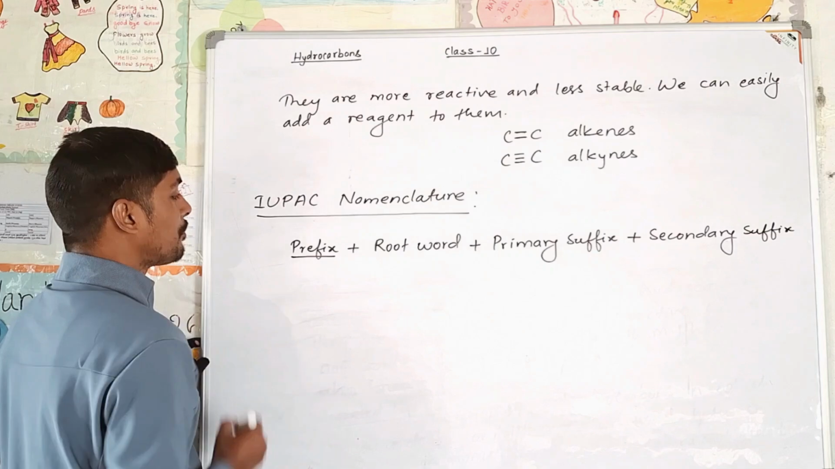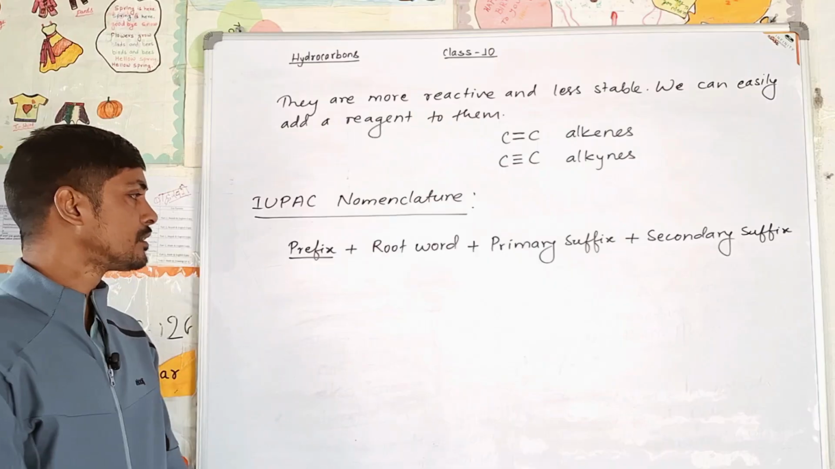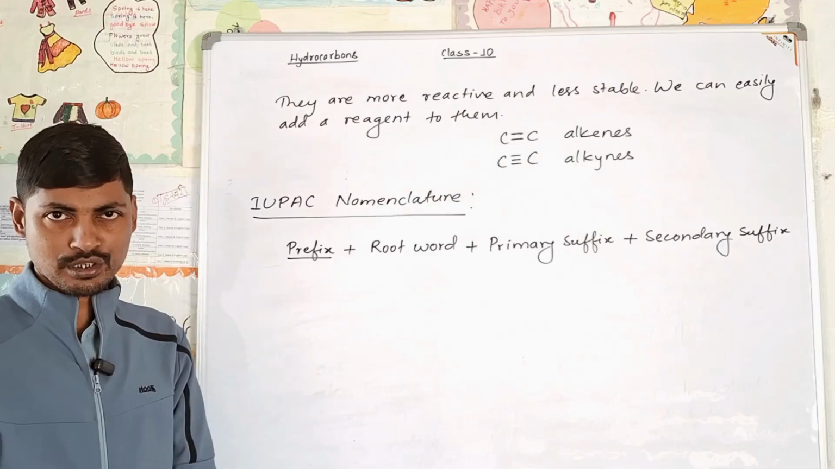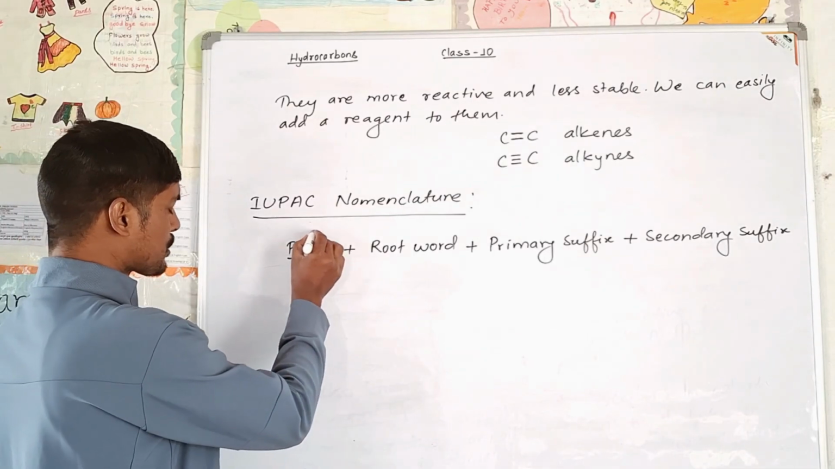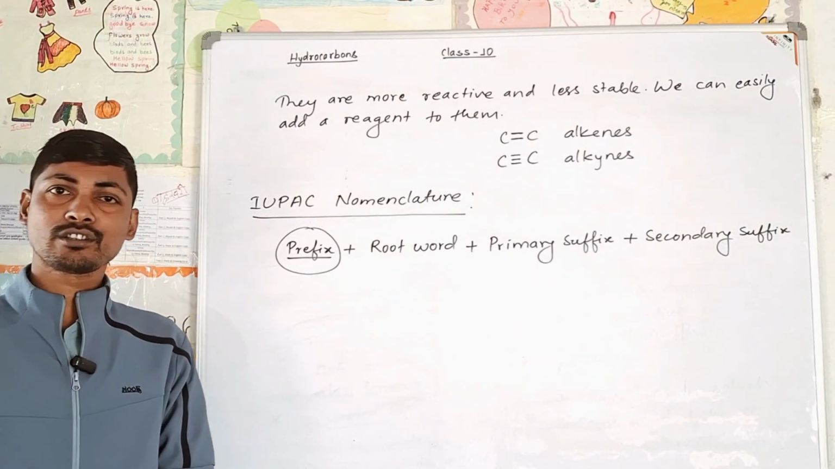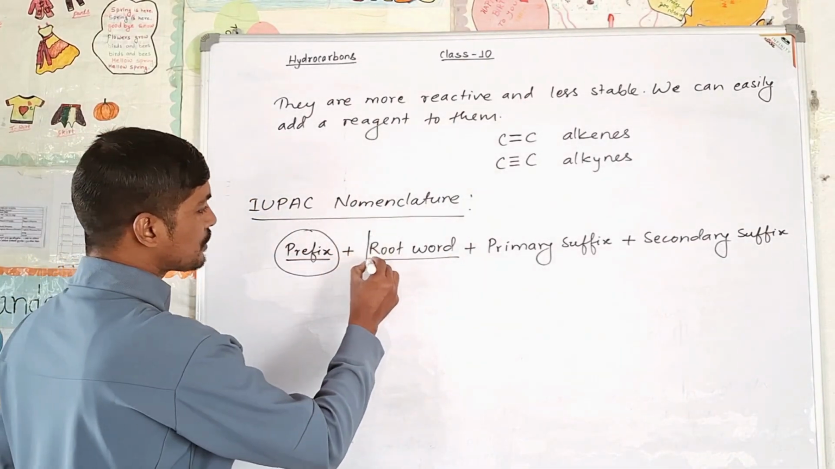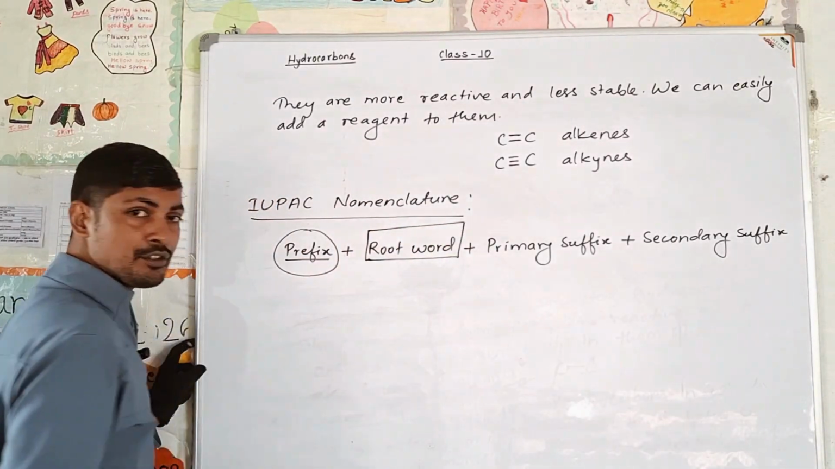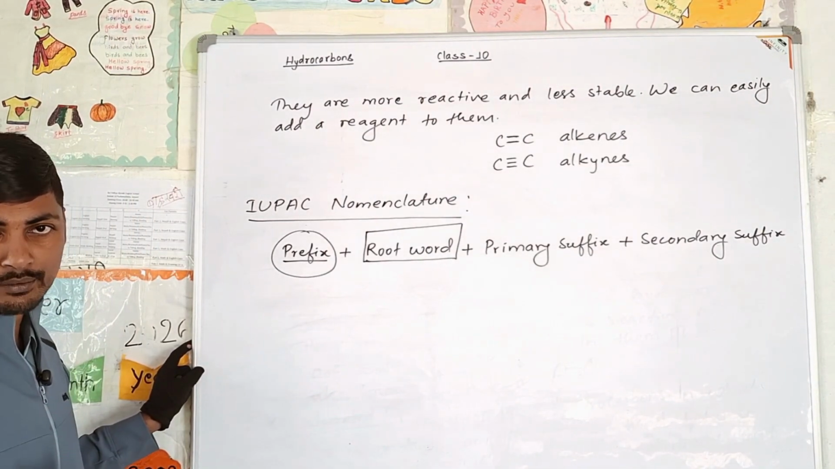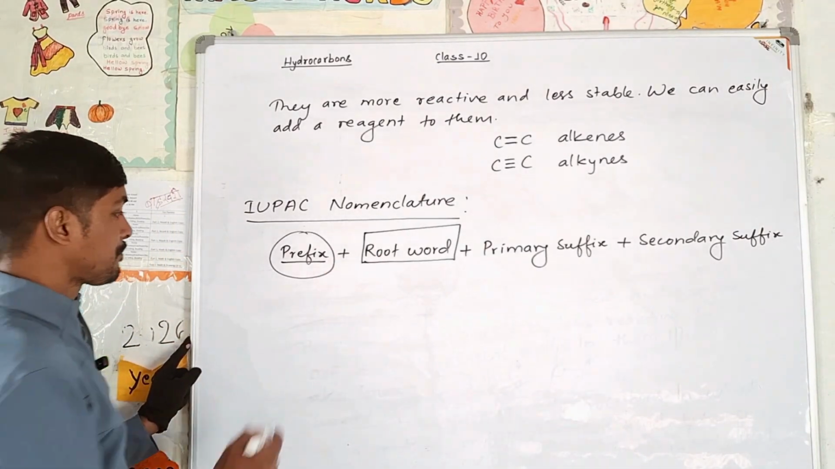So what is this prefix? Prefix means generally if there is any substituent in the hydrocarbon like chlorine, fluorine, bromine, ethyl group, methyl group, nitro group, or any other substituent, then those substituents are written before the name of that organic compound, and that is called prefix. Now the second one is the root word. This one you have to remember and understand so that you will be able to write the name of any hydrocarbon. This root word decides the name of the hydrocarbon.